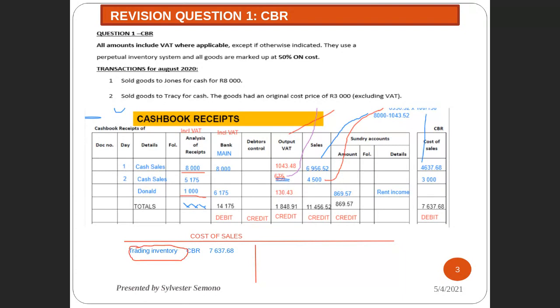Are you all following? Will you remember this in the future? So this is a very special case. So when you see cost of sales, just know that the contra for cost of sales will always be trading inventory. In a way, this is like the account equation in a different way. Just that here we don't show plus, minus, plus, minus.